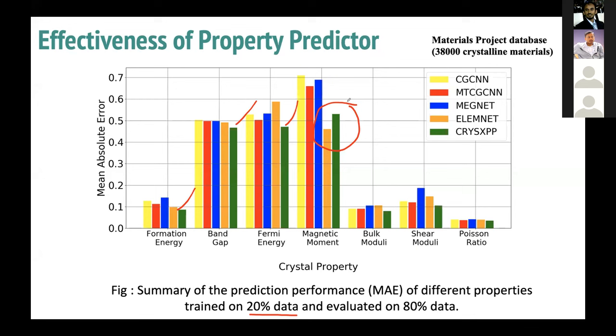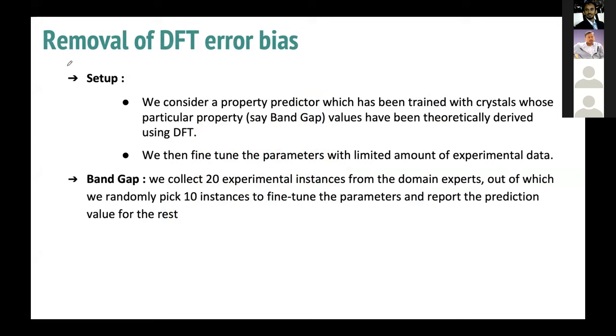So the second question. I have told you that all the data sets which we have got are silver tagged. Silver tagged means the underlying data set is not experimentally derived, but derived using DFT. So now let us think of the setup. We consider a property predictor which has been trained on crystals whose particular property, say band gap values, has been theoretically derived using DFT. We have told that.